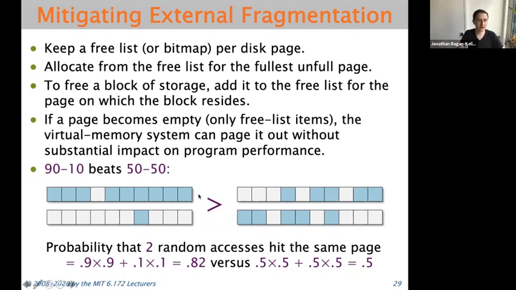In this case, where 90% of them are in one page, the probability that those 2 random accesses both hit the same page is the probability of them both hitting the first page plus the probability of them both hitting the second page. So that's a combined probability of 0.82 in this case. So it's very likely that 2 random accesses are going to hit the same page. Whereas if things are more evenly distributed, the probability is only half. So we're better able to exploit locality when we pack things together more tightly in this way. All right.